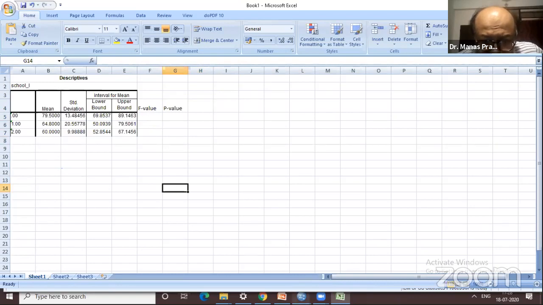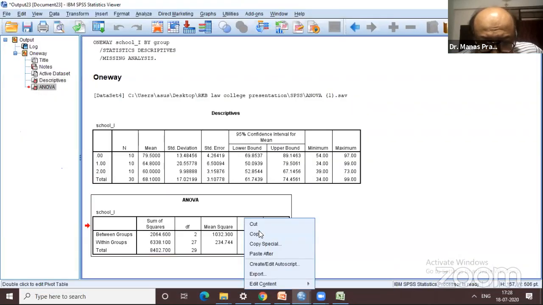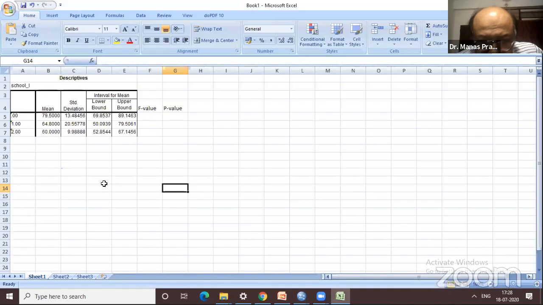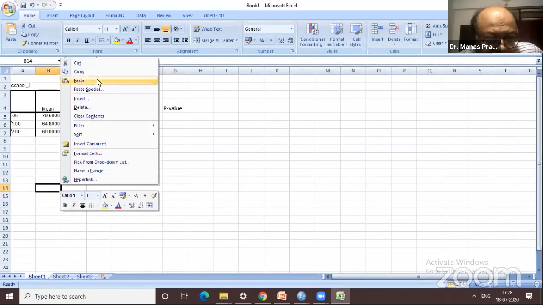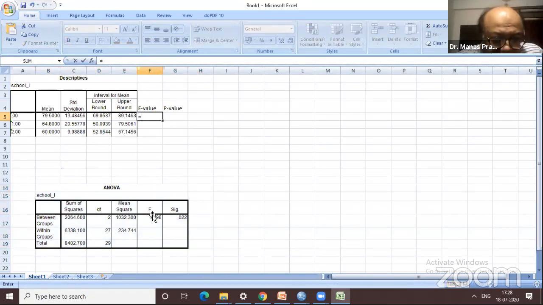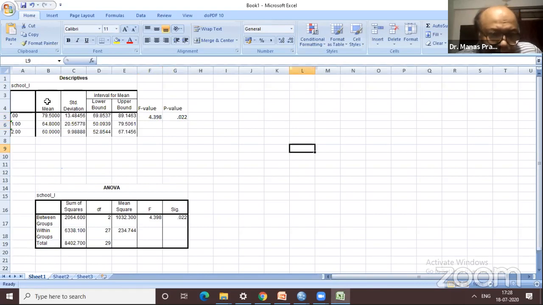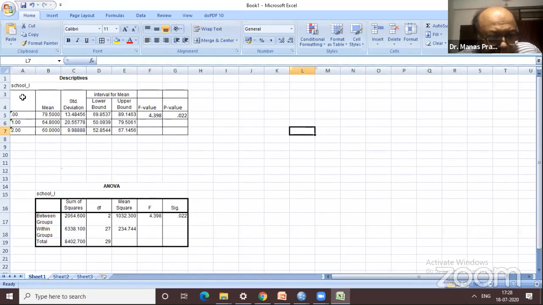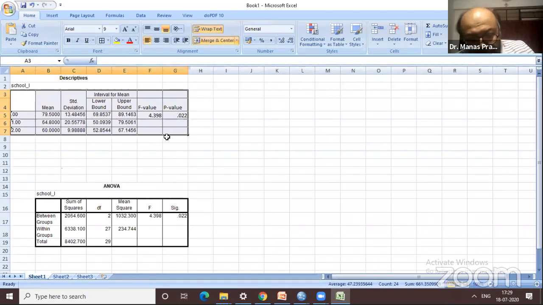Then copy the other table. So the F value is 0.48, and the P value is less than 0.05, so we reject the null. So make it so, give the borders. Okay, so copy it to Word.